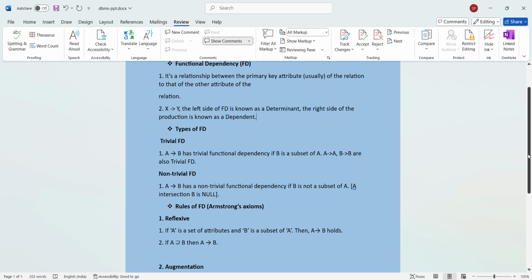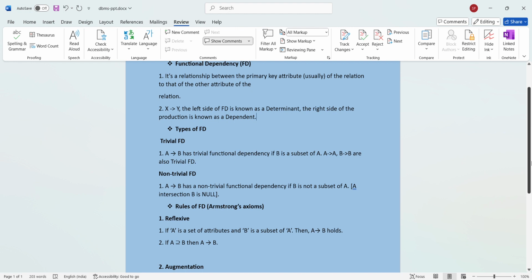And in a non-trivial functional dependency, if A is determining B, B is not a subset of A. That means if employee ID is determining employee name, so employee ID is A and employee name is B, here B is not a subset of A. That means it is a non-trivial functional dependency.